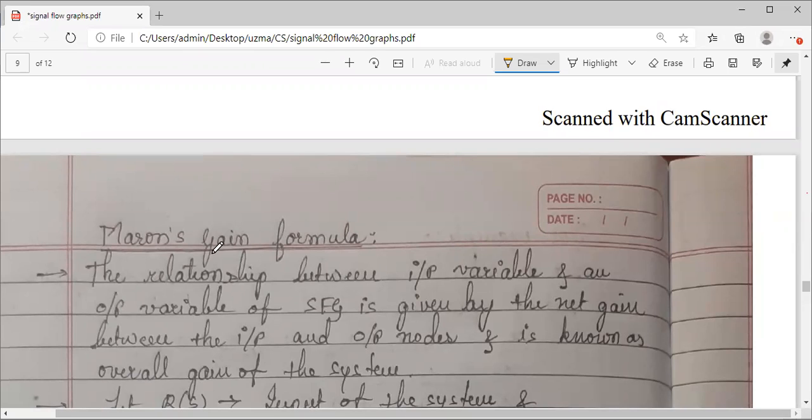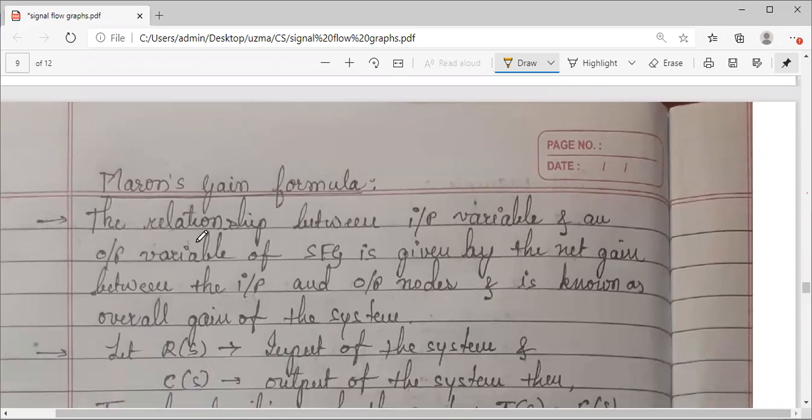So let us move to what this Mason's gain formula is. We will see. The relationship between the input variable and output variable of a signal flow graph is given by the net gain between input and output nodes, and we call this the overall gain of the system or overall transfer function of the system.